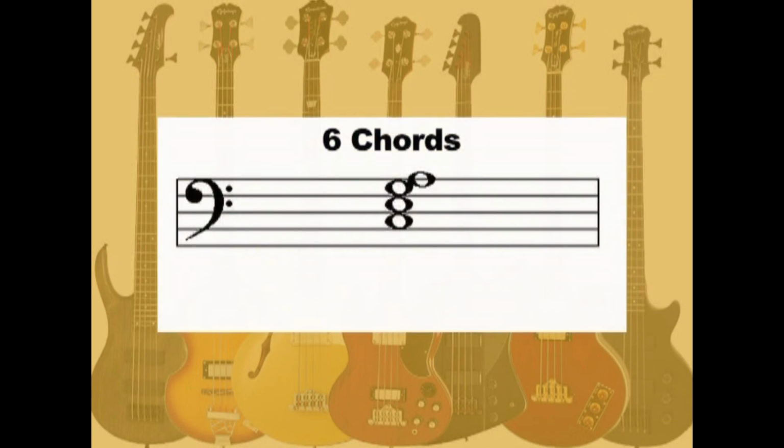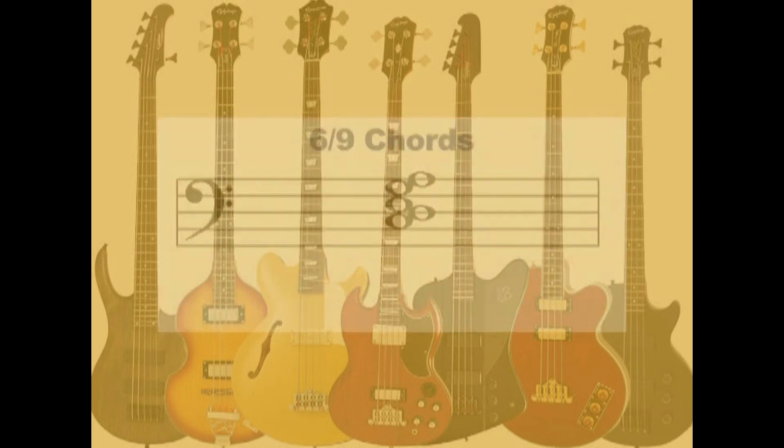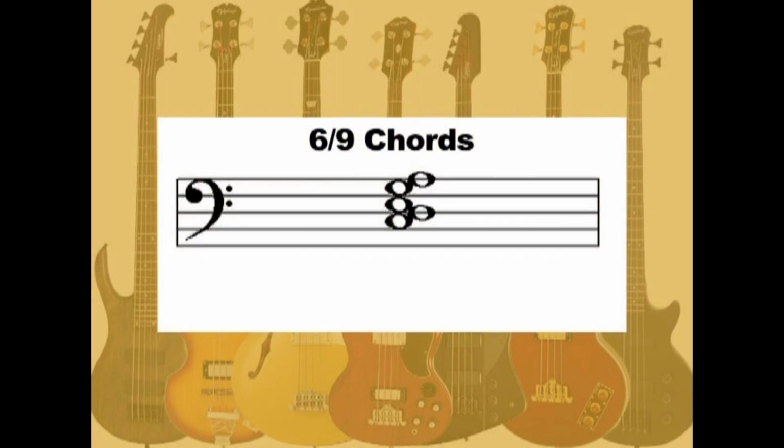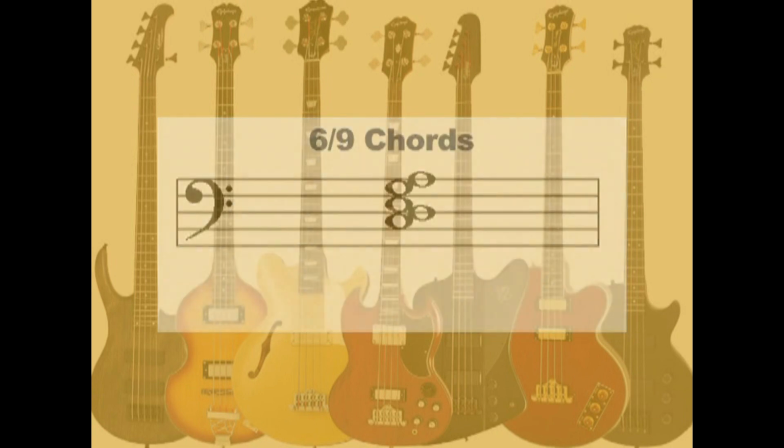A triad plus a sixth interval will make a sixth chord. For example, C6 is C, E, G, and A. By playing a sixth chord and adding the second or ninth interval, the chord becomes 6/9. To be a 6/9 chord, the seventh interval cannot be present. C6/9 would be C, D, E, G, and A.